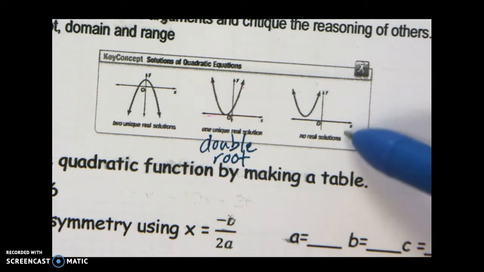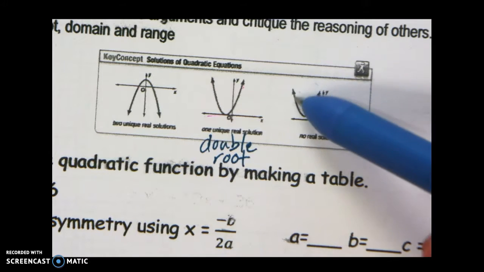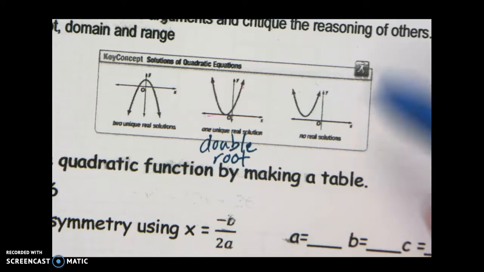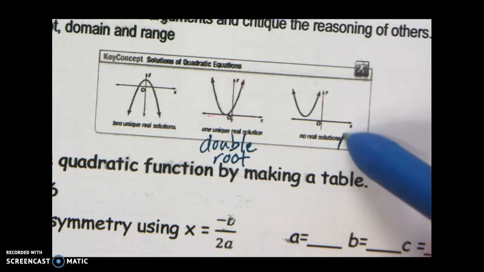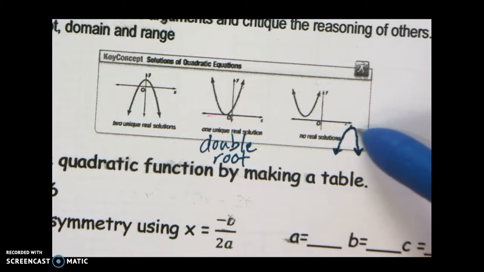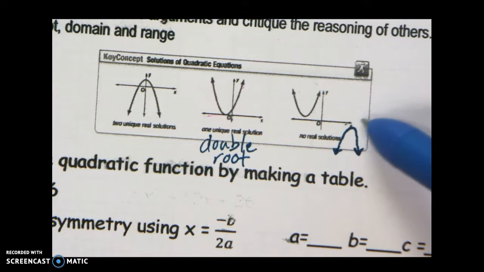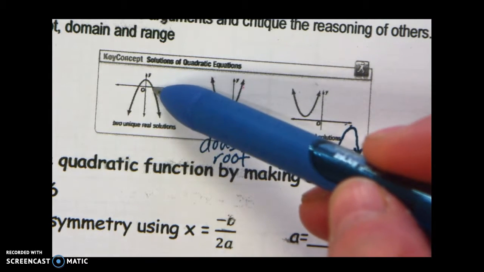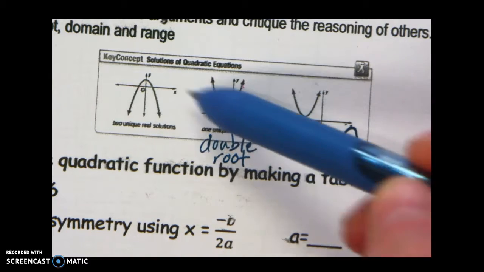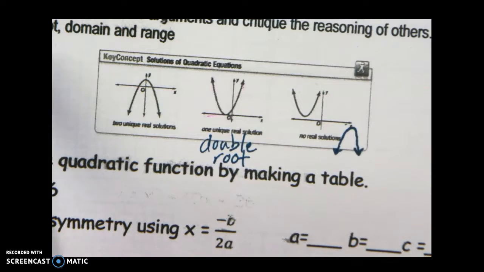And then the other kind of solution we have is no real solution, which means that our graph comes down but it never touches the x-axis. It could also be coming up, and our x-axis is along here, but it doesn't quite touch. So it can be going in a positive direction or a negative. Either way, the key is it does not ever touch the x-axis. So there are no real roots. Roots would be those numbers where the graph actually touches or crosses the x-axis. So that explains the roots.